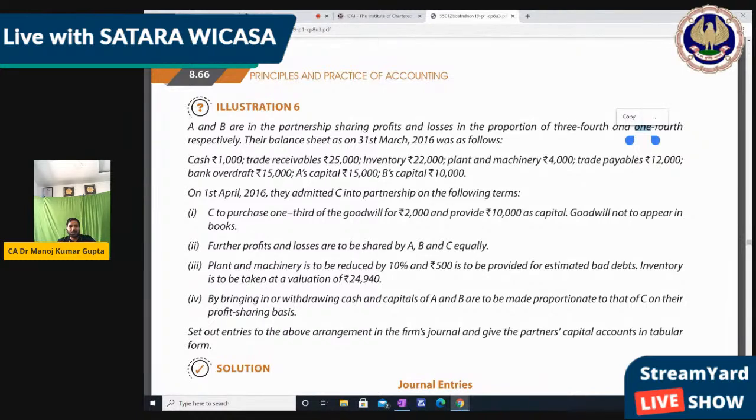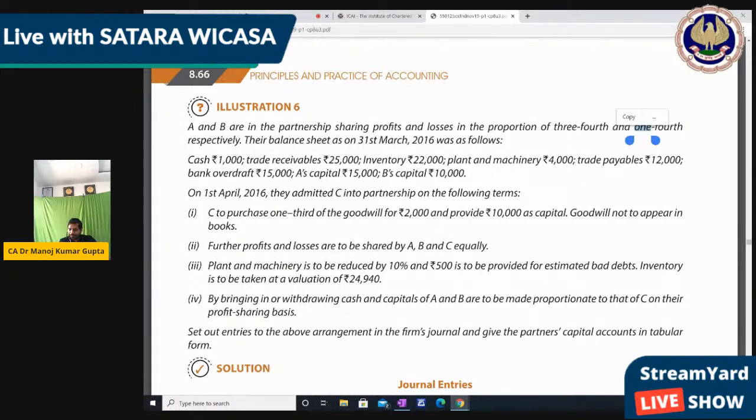not in the proper form. So we can make the opening balance sheet so that we can cross check whether this balance sheet tallies or not, right? So if you want, you can make the balance sheet on this basis, right? On 1st April 2016, they admitted C into partnership on the following terms.